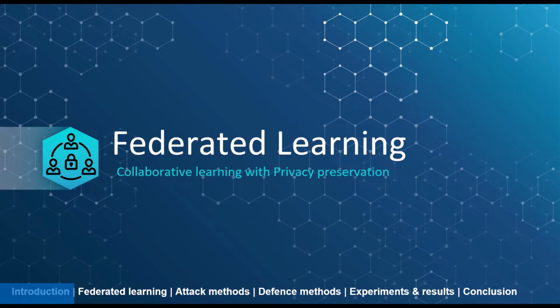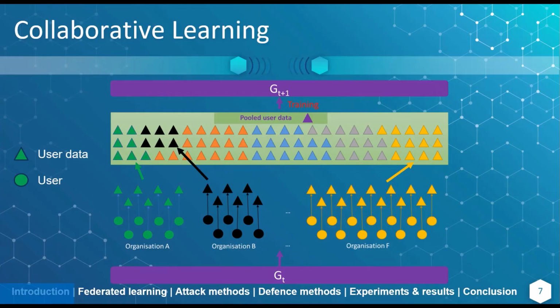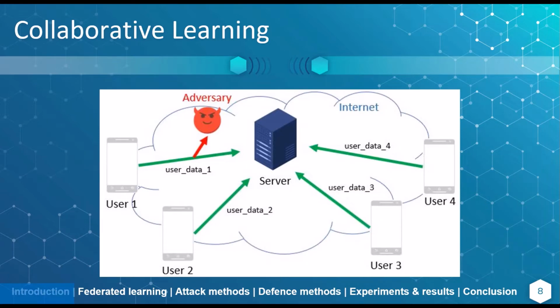FL involves two main concepts: collaborative learning and privacy preservation. Collaborative learning pulls the user data from the devices of the users from different organizations, then uses the pool to train the globally shared model, G, from time t to t+1. This implies that user data must be sent across the unprotected World Wide Web to the central server, where the global model will be trained. So, this makes the user data vulnerable to interception attacks and leaks.